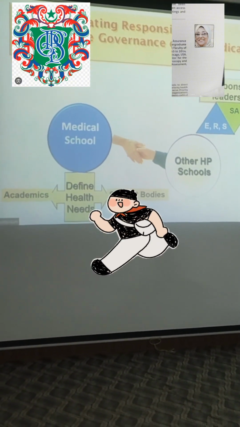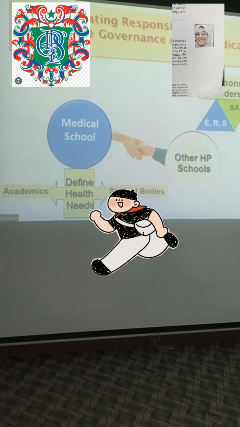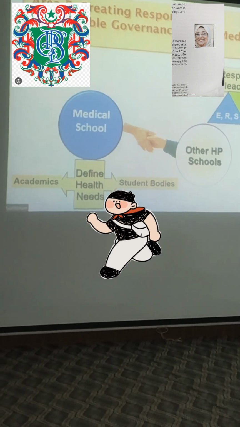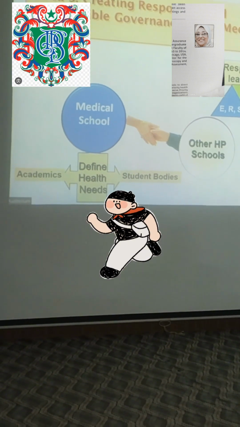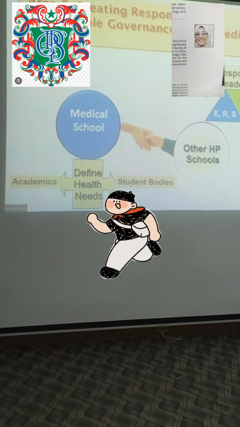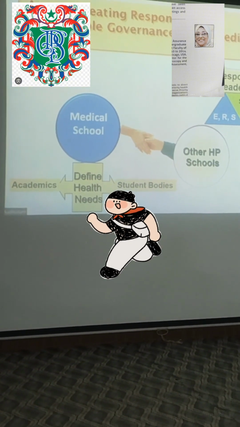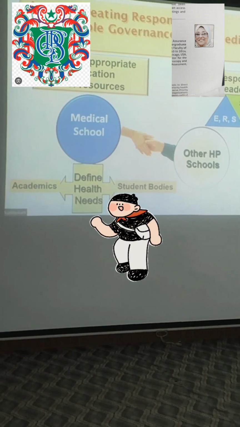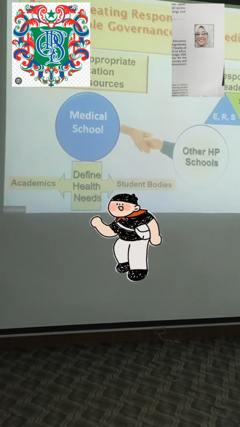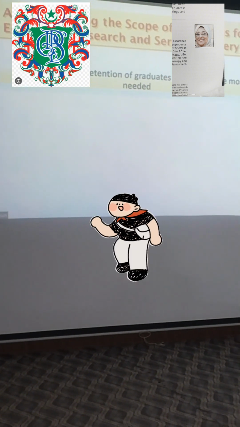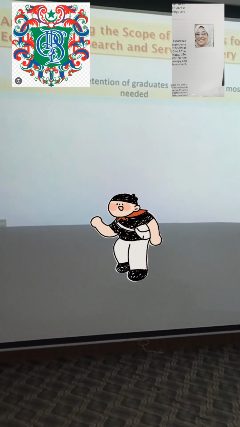The medical school should partner with other health profession schools. You know that interprofessional education is now a very important topic all over the world, and you should partner with other health professional schools to enhance this area, and then to ensure appropriate allocation of resources. Area 6 is to refine the scope of standards for education, research, and service delivery.